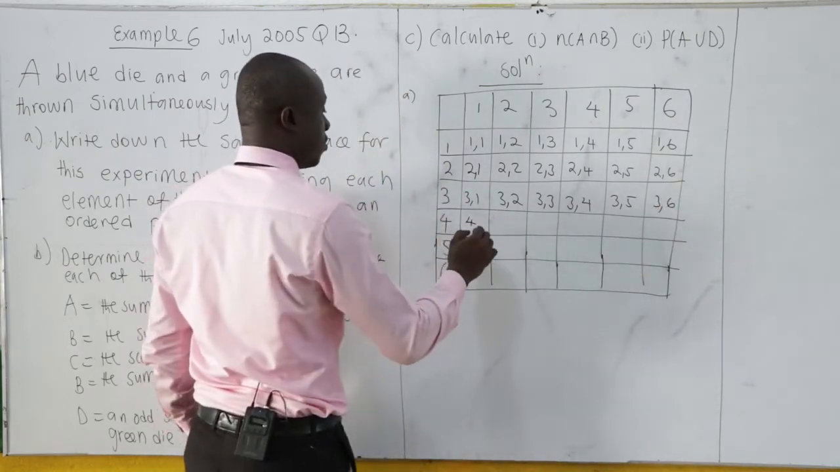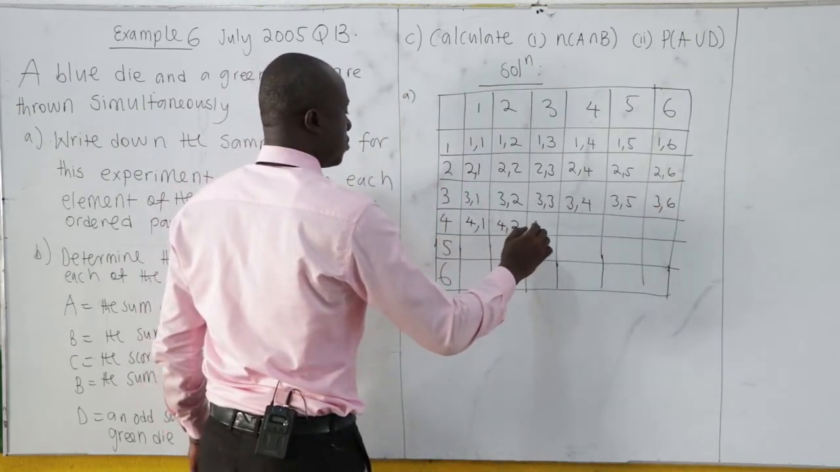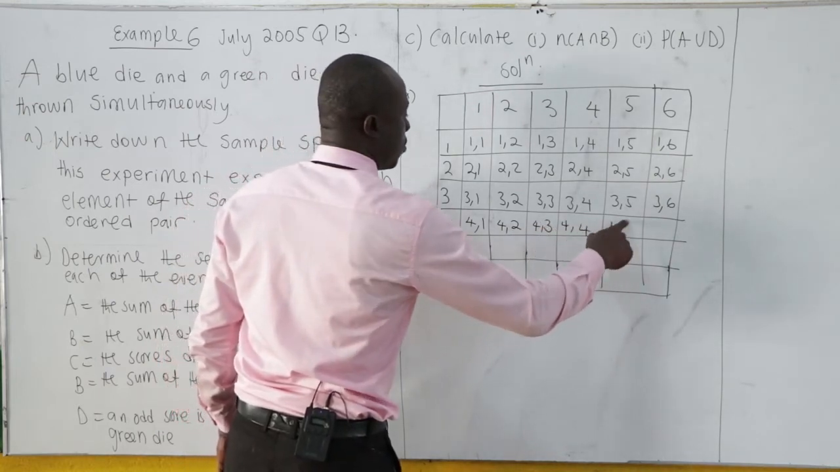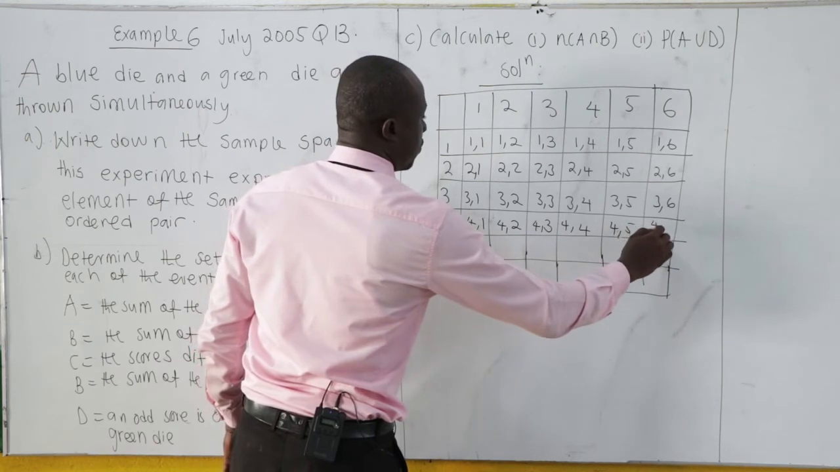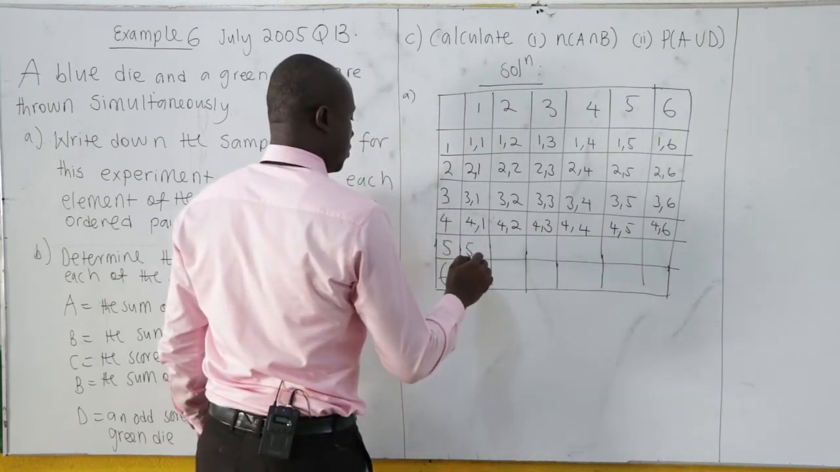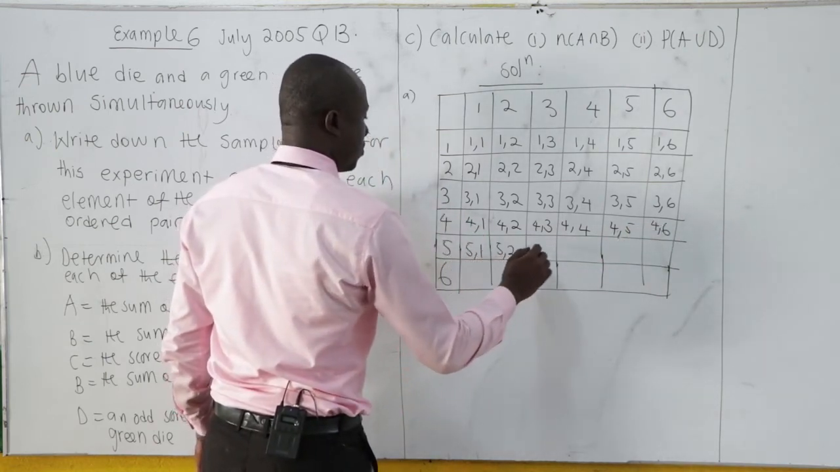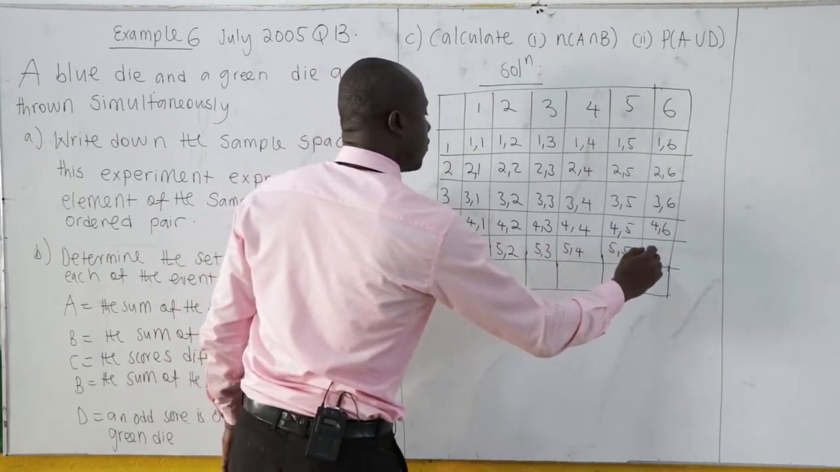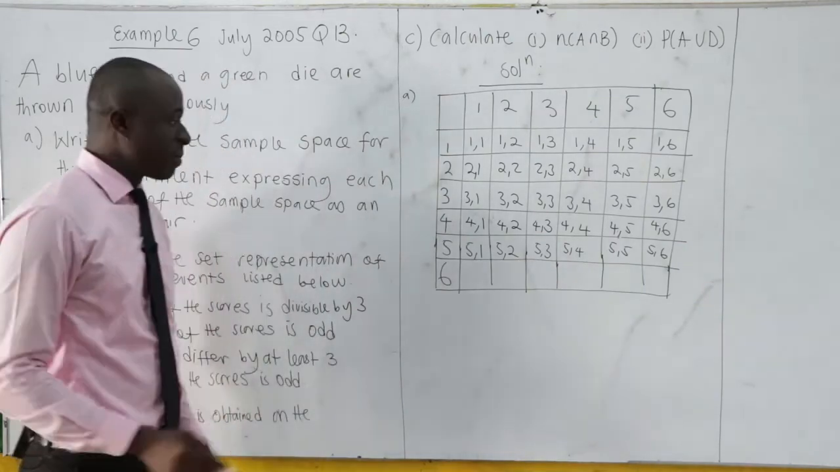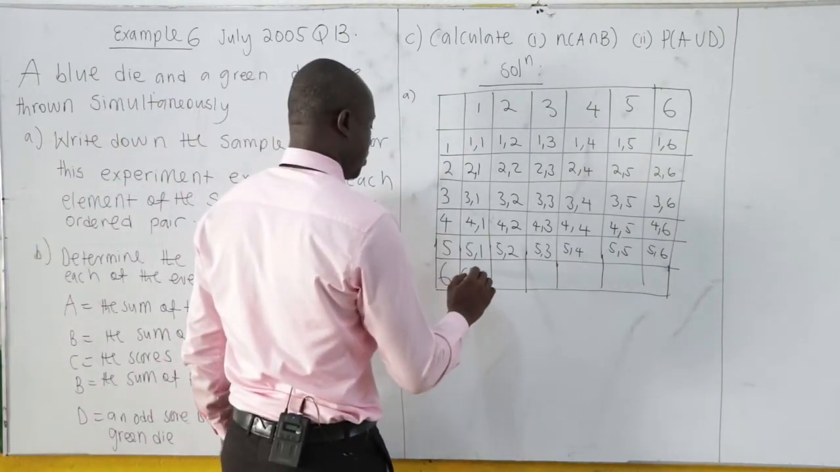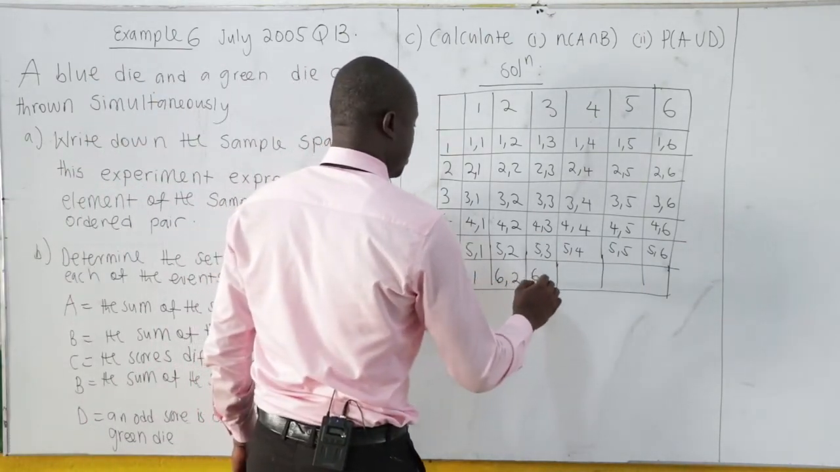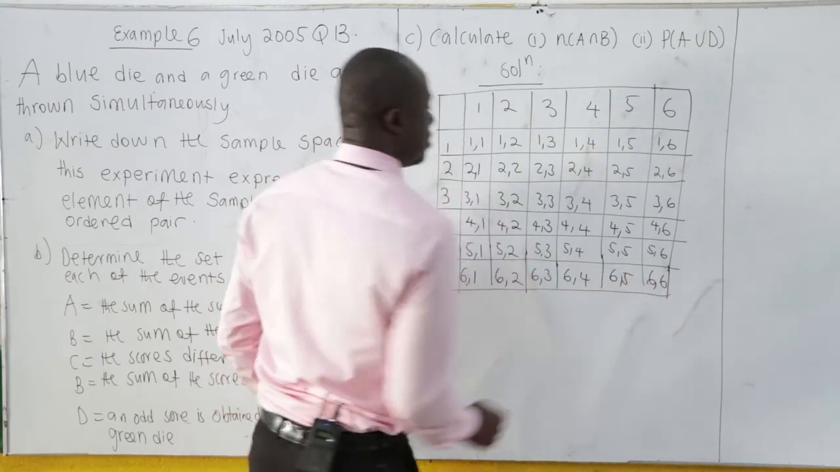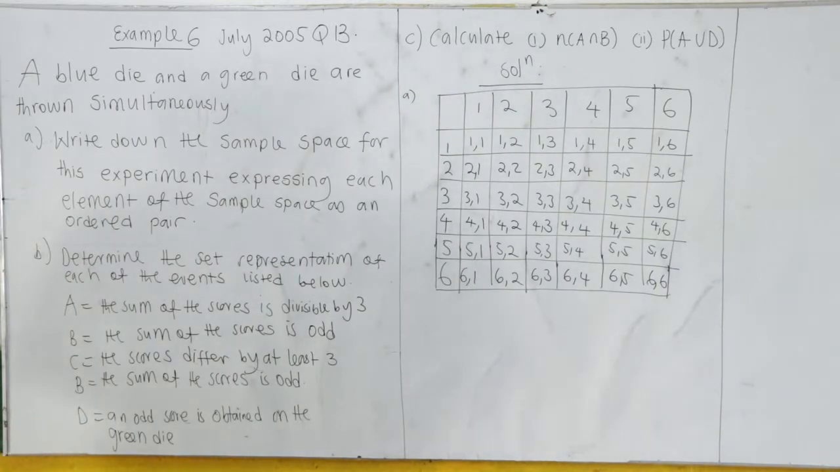We have 4,1; 4,2; 4,3; 4,4; 4,5; 4,6. 5,1; 5,2; 5,3; 5,4; 5,5; we have 5,6 as well. This is 6,1; 6,2; 6,3; 6,4; 6,5, and then we have 6,6. So that's the first one.